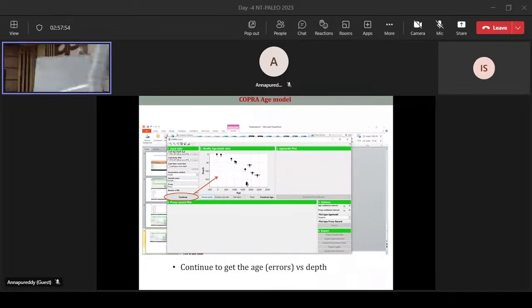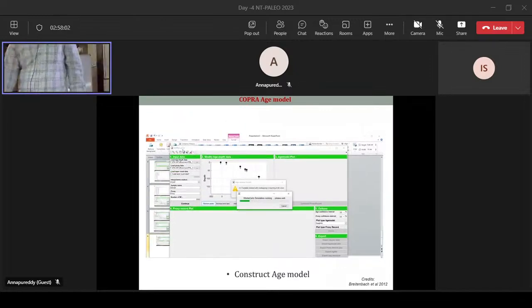There is an option after you remove that. There is a construct age model. It will give you an age model, which will be shown over here, by running 2000 Monte Carlo simulations. The maximum you can go is 10,000, I guess, and it takes a lot of time. 2000 is sufficient, and it depends on you how much you want to do.